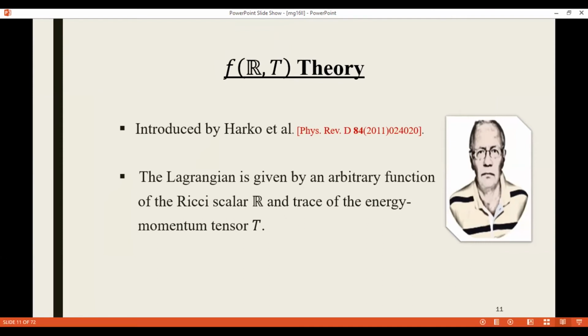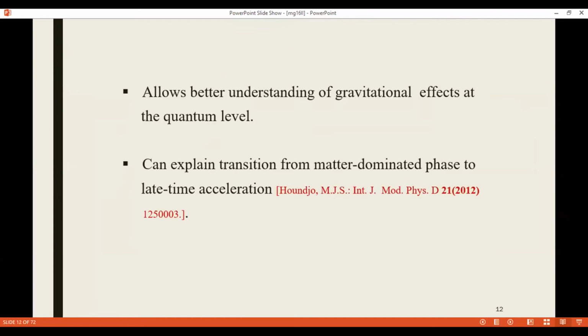In this theory, the Lagrangian is given by an arbitrary function of the Ricci scalar and the trace of the energy momentum tensor. This theory allows better understanding of gravitational effects at the quantum level. It can explain the transition from the matter-dominated phase to late-time acceleration.